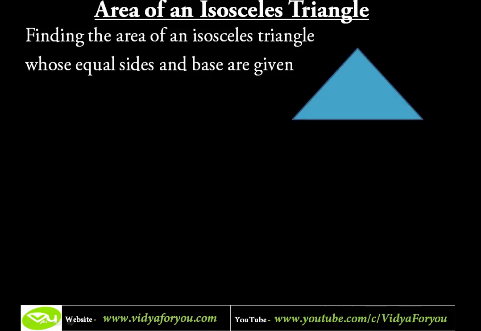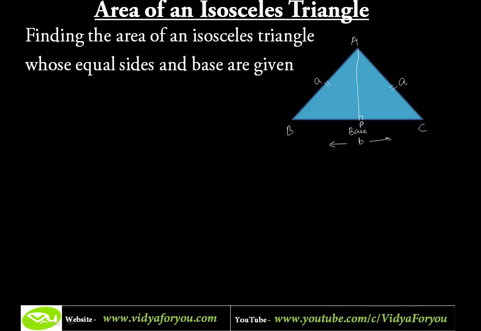Now we'll go to special types of triangles. The second one is the isosceles triangle. How will we find the area of an isosceles triangle if the equal sides are given and the base is also given? So this is the base. Assume the length of the base is given as b, and the equal sides as a and a. Let's name the triangle ABC, and this is the perpendicular bisector. On this side, give the name P.